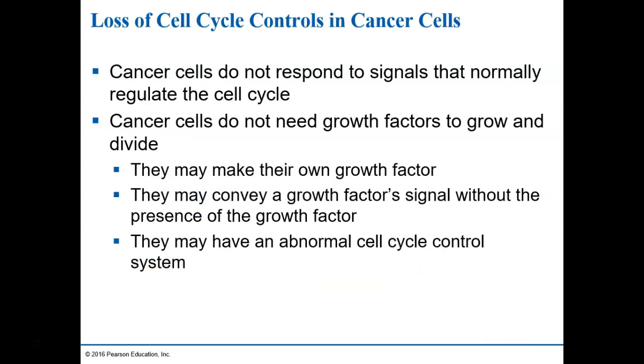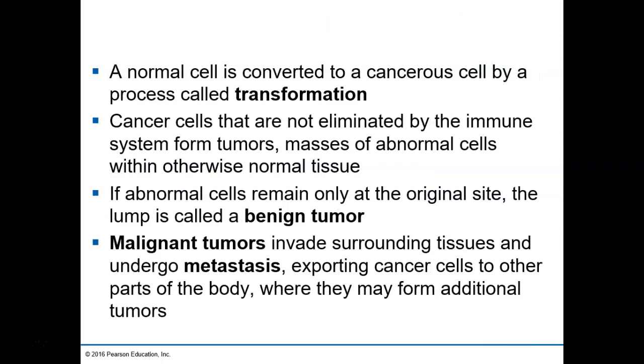So, just to touch a little more, I kind of said this, cancer cells don't respond to signals that would regulate the cell cycle. They don't need growth factors. They make their own growth factors. They do whatever they want. They have abnormal cell cycle control systems. A lot of these come because of mutations in the proteins that would normally carry out the checkpoints, which is a really interesting set of circumstances to study and try to figure out. Normal cells becoming cancerous cells is called transformation. So when we talk about the mutations that occur in a normal cell to make it cancerous, we would say that cell has become transformed.